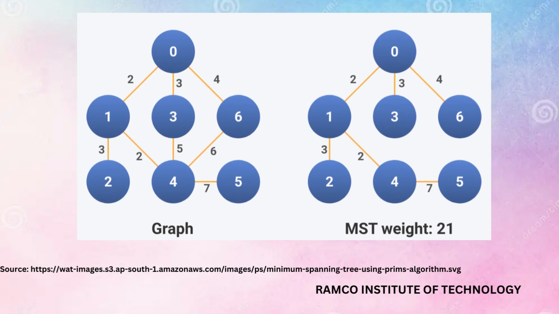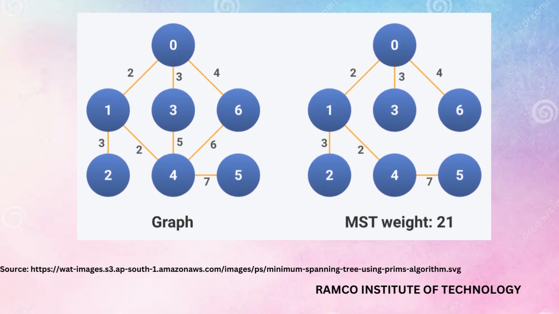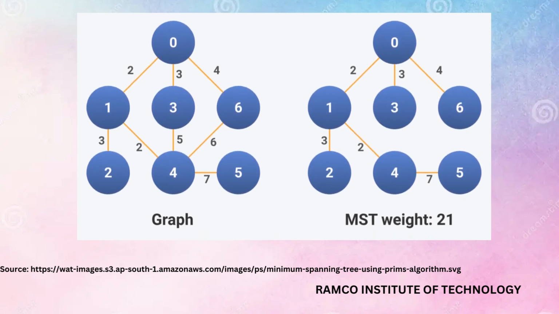Before getting into the topic, we need to understand what a minimum spanning tree is. A minimum spanning tree is a subgraph that connects all the vertices of the main graph with the least possible edges and the minimum cost, without forming cycles. This is very important: without forming cycles, we need to create a subgraph that connects all the vertices of the main graph with the least cost edges. This is a sample graph with the minimum weight 21.